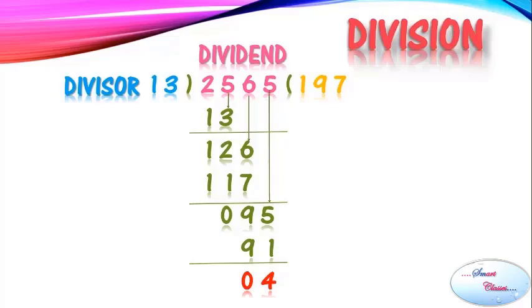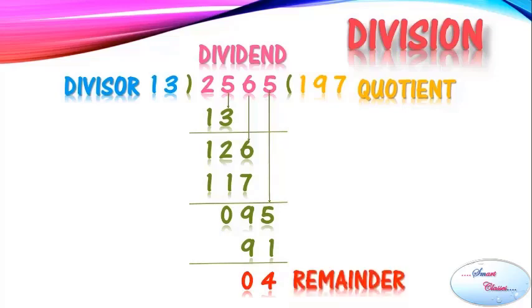Now, when we are dividing, we'll get some answer. The answer which we get is called the quotient. And if there's any number still remaining in the last, that number will be called the remainder. Here, 4 is the remainder. So in this example, 13 is the divisor, 2565 is the dividend, 197 is the quotient and 4 is the remainder.